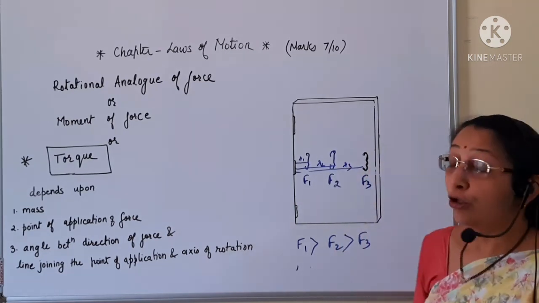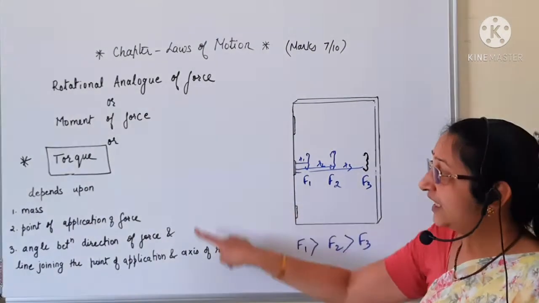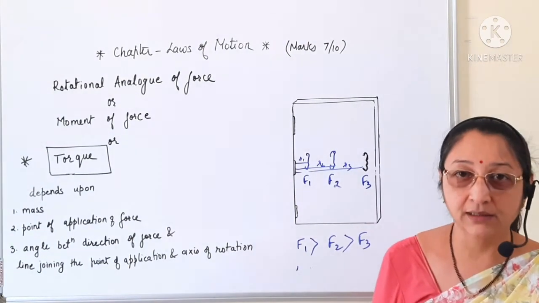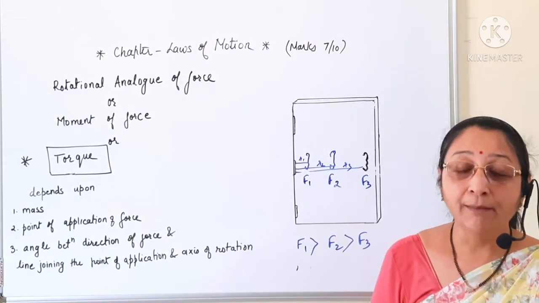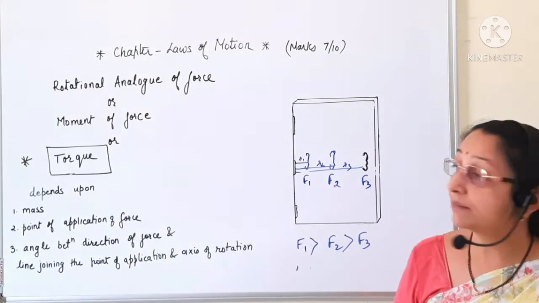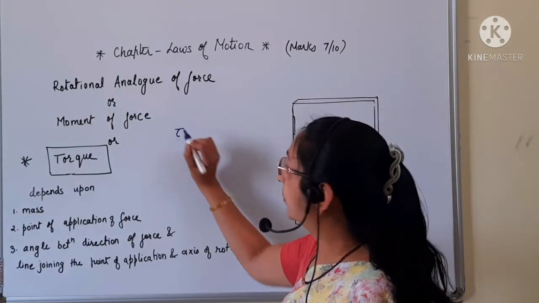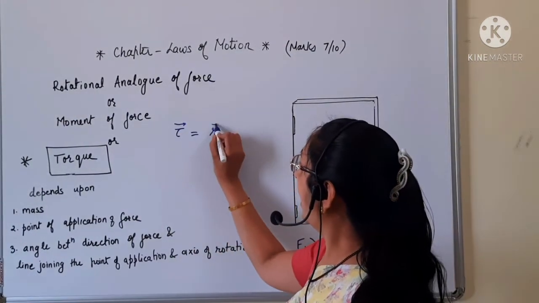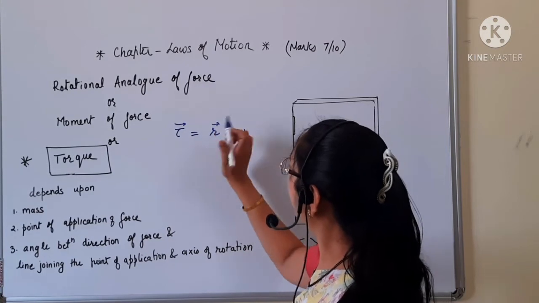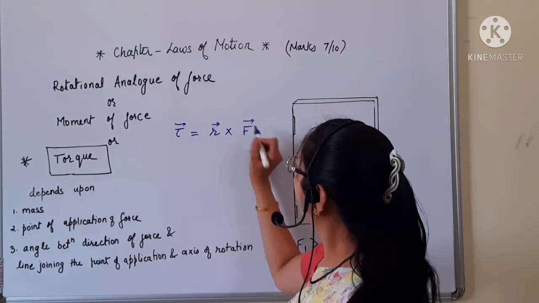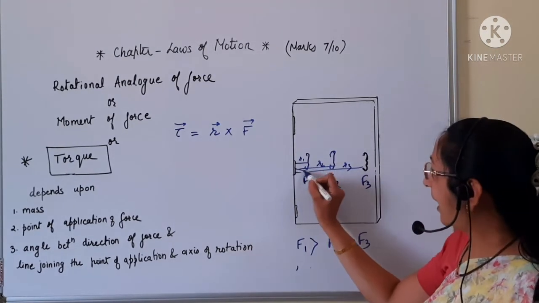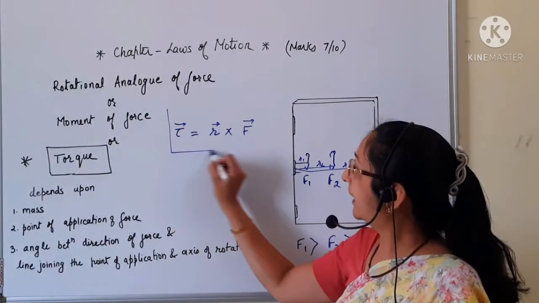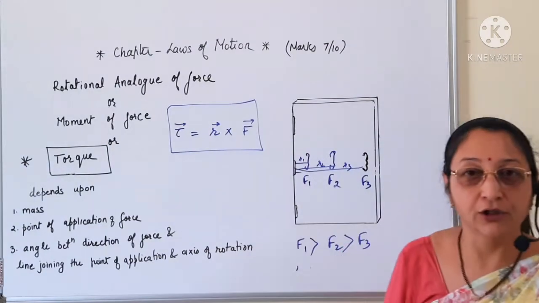So it also depends. So on these factors the torque, that is the moment of force, depends. And this torque is represented mathematically by the symbol tau, the Greek letter tau. So tau is equal to R cross F. F is the force applied and R is the distance from the axis of rotation. So this is the mathematical formula for the torque.